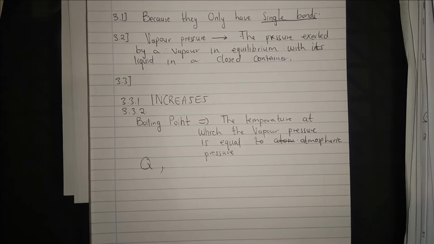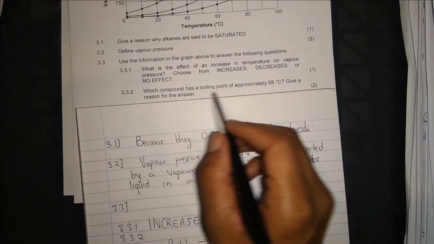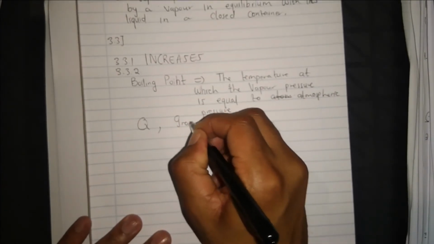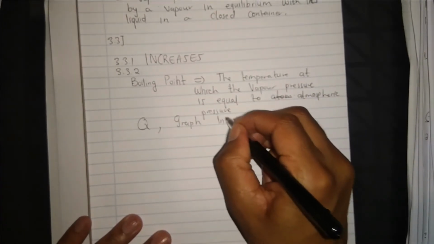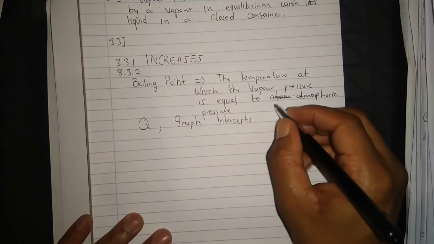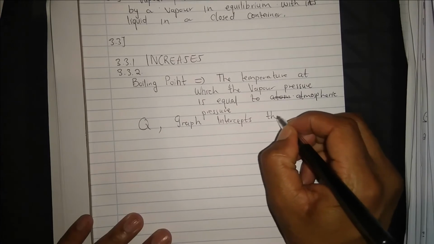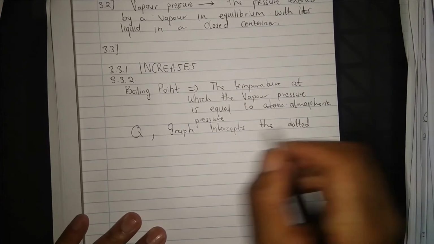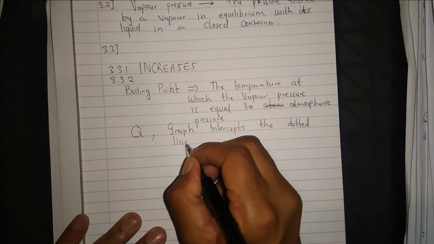Compound Q. Why is this? Which compound has a boiling point of 68? Give a reason for the answer. Okay, compound R, because the graph intercepts the dotted line.